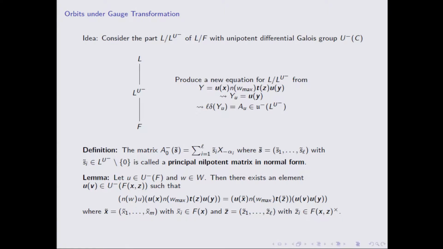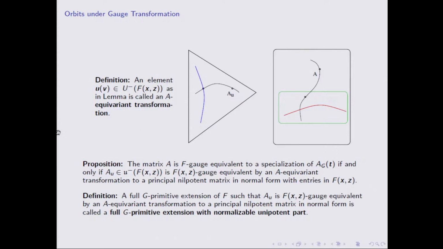So when we transform with these matrices, later on we want to reattach this part to our extension. So we have to do this in a way that it is compatible with the rest of the extension. And this lemma shows that we can do this, and elements which come from this lemma I call A-equivalent transformations. So we have now the following proposition. A matrix A is gauge equivalent to a specialization of our matrix AGT if and only if the unipotent part is gauge equivalent to a principal nilpotent matrix in normal form. So this blue line are all principal nilpotent matrices in normal form, and this triangular is the set corresponding to the Lie algebra of the unipotent group. So that's the criterion. If we can do this, we call such an extension a G-primitive extension with normalizable unipotent part.